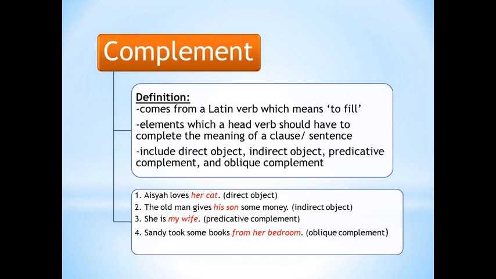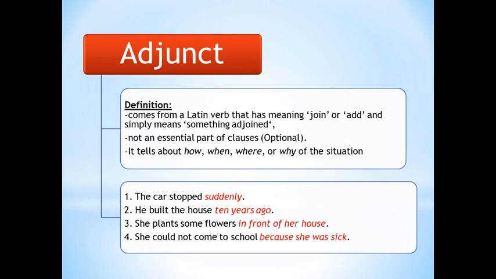And for Sandy took some books from her bedroom, from her bedroom is called oblique complement. Now we come to adjunct. What is adjunct?